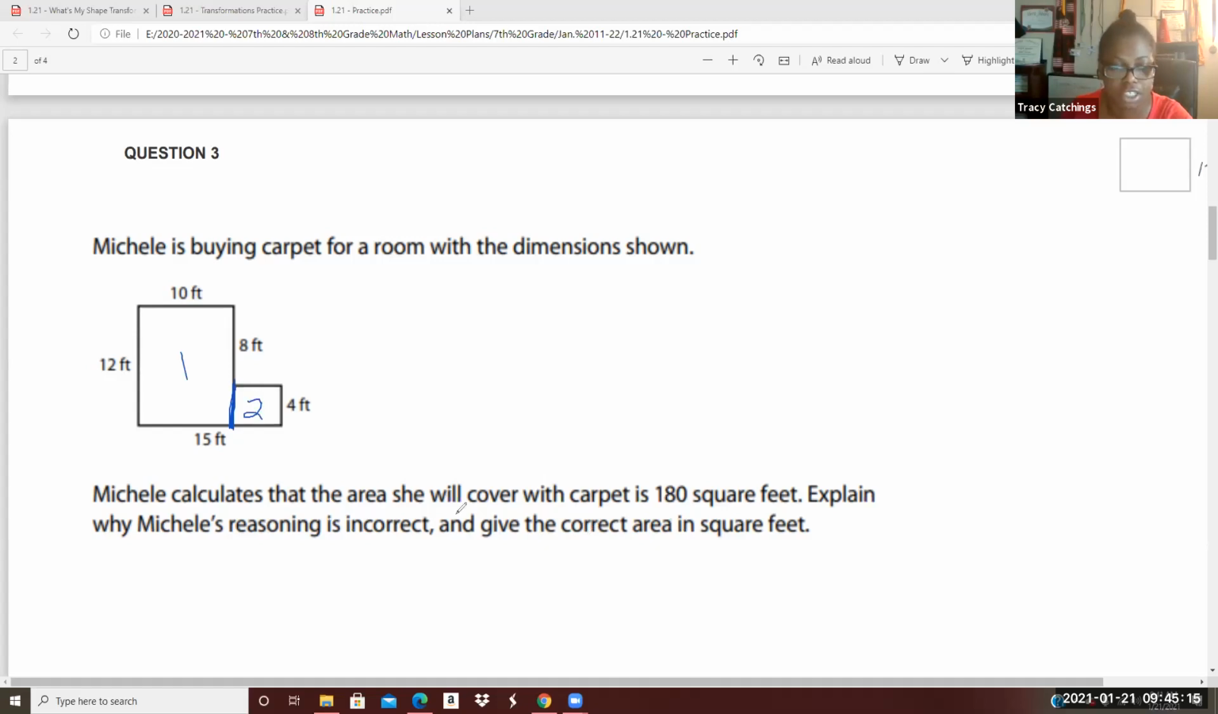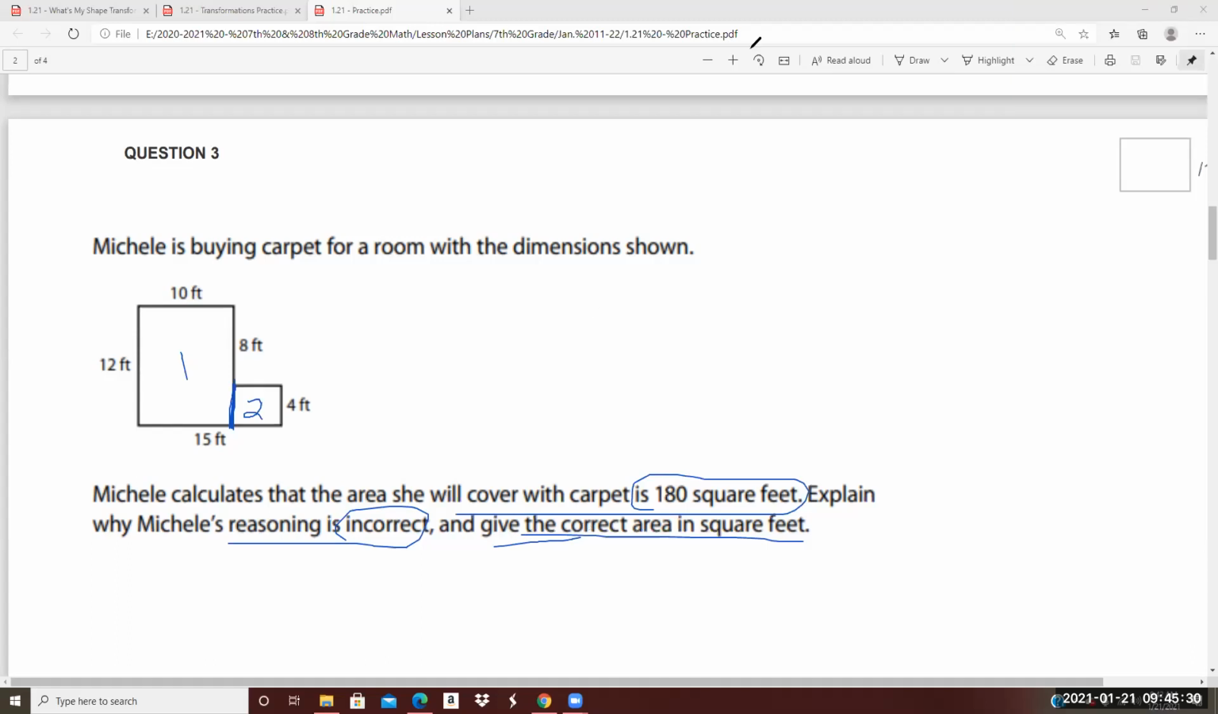So they told us she found the area to be 180 square feet. So we have to see why she's incorrect and then give the correct area. The only way I can tell if she's incorrect is I first have to solve it. You gotta solve it. Good job, Kennedy. We have to solve. All right.